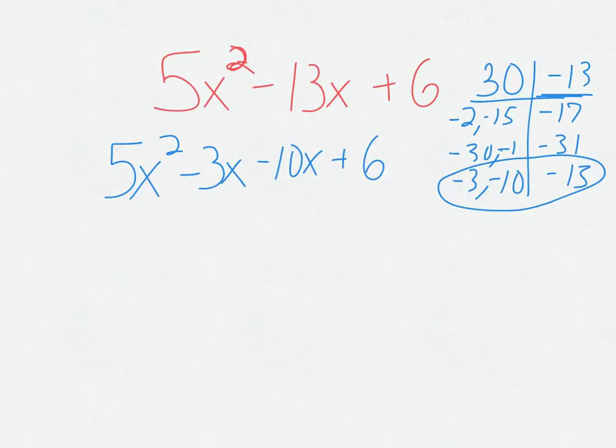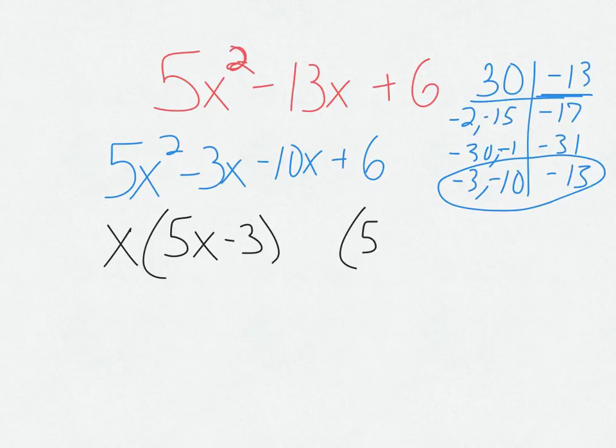Now you might have put the 10x first. I put the negative 3x first. It doesn't matter. We should get the same answer either way. As long as we're doing all the steps correctly, you get the same answer, I promise. So we're going to factor out an x. That leaves us with 5x minus 3. Copy and paste, 5x minus 3.